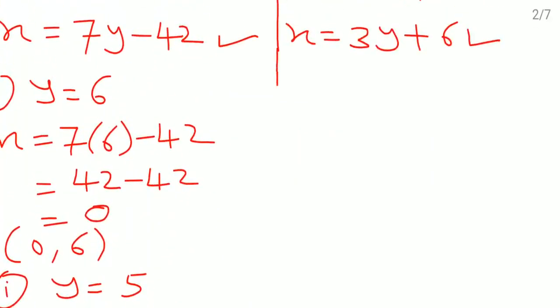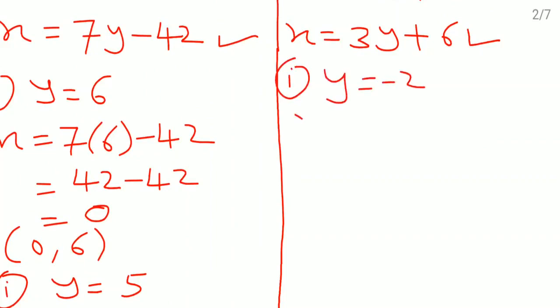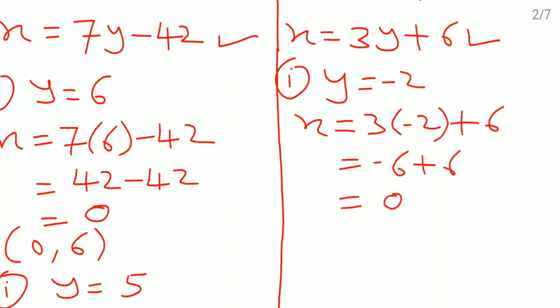Here, I will just make the partition like this. Now look at the first point here. First one. Here also I will take y which is equal to minus 2. See the value of x now. x equal to 3 into minus 2 plus 6. So here minus 6 plus 6. Answer is 0. So the first point is 0, -2.